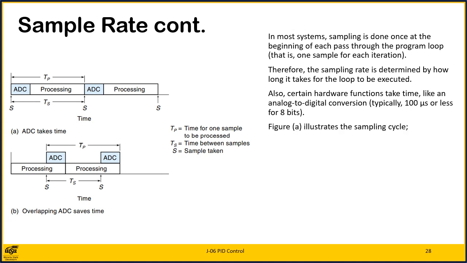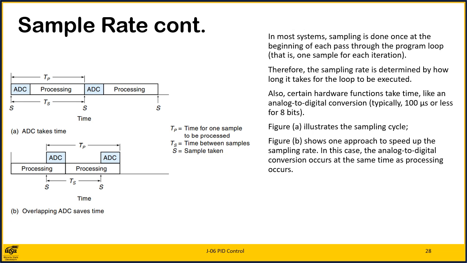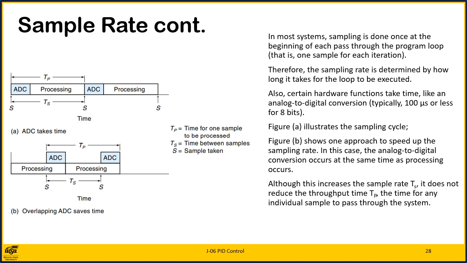Figure A illustrates the sampling cycle. Figure B shows one approach to speed up the sampling rate. In this case, the analog to digital conversion occurs at the same time as processing occurs. Although this increases the sample rate, Ts, it does not reduce the throughput time, Tp, the time for any individual sample to pass through the system.